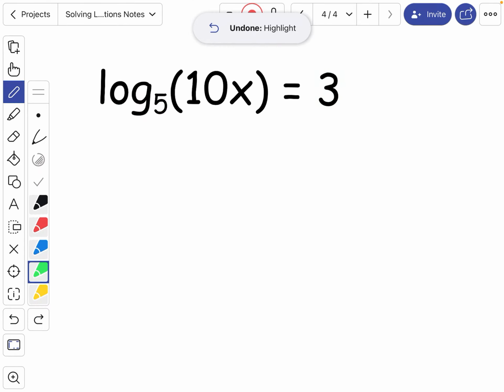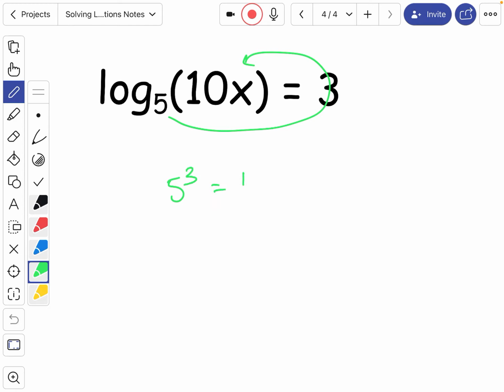So what we're going to do is convert this from a log to an exponent. We're going to go zoop, 5 to the third equals 10x. And then we're going to solve it. So now it's actually not an exponential equation or a log equation at all. It's just a basic algebra equation.